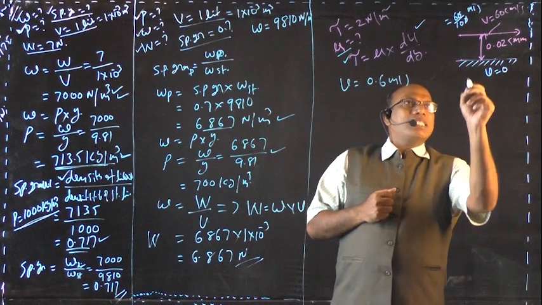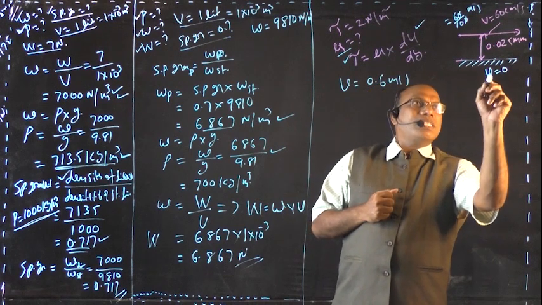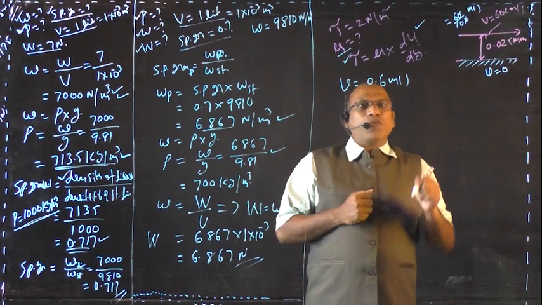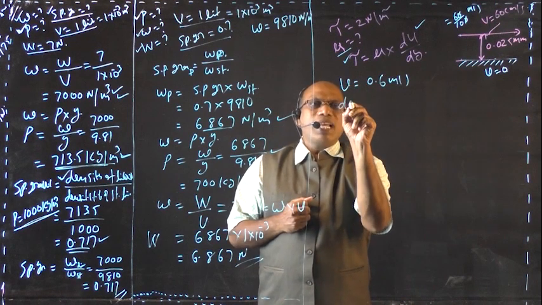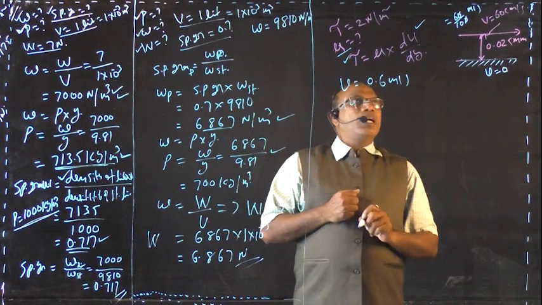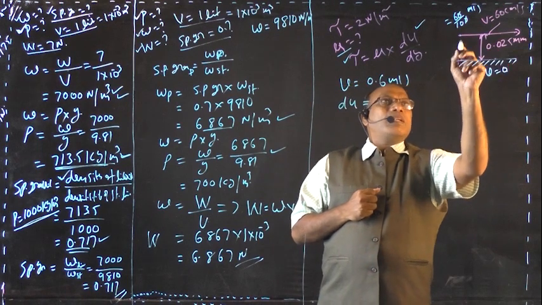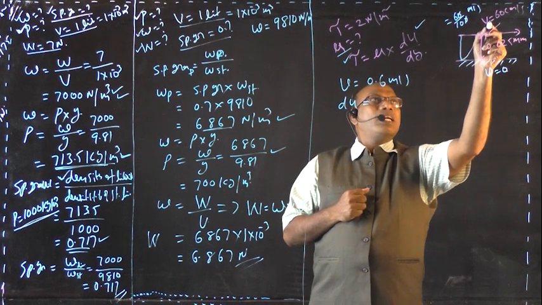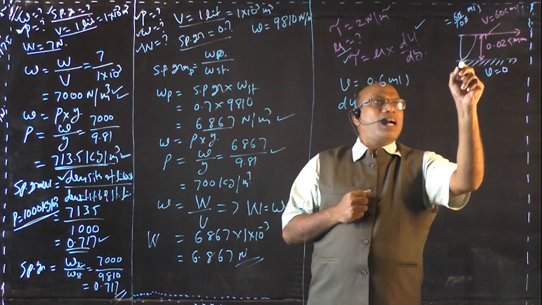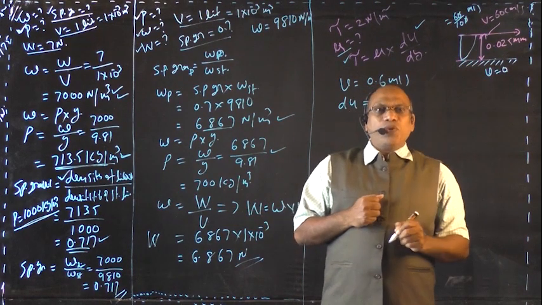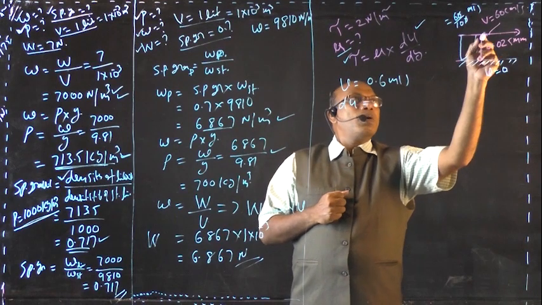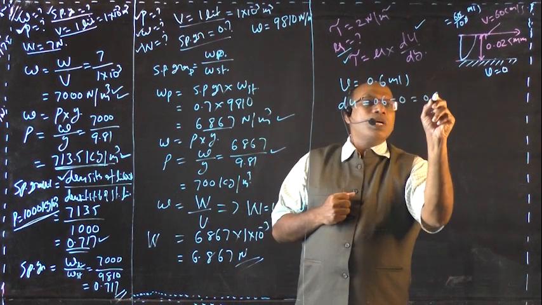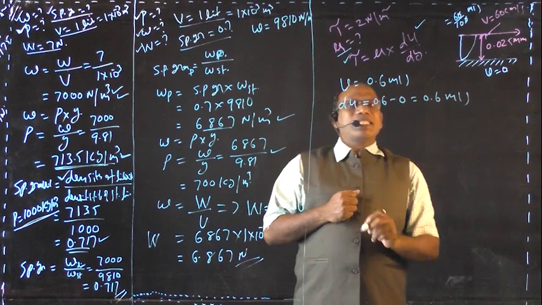Now the velocity of the fixed plate V is equal to 0. The velocity of the plate is 0.6 meter per second. Therefore, the change in velocity du is equal to the plate velocity. This is the velocity gradient. Here the velocity is 60 centimeter per second, and here it is 0. Therefore, the change in velocity is the final velocity, the plate velocity 0.6, minus 0, equal to 0.6 meter per second. This is the change in velocity.